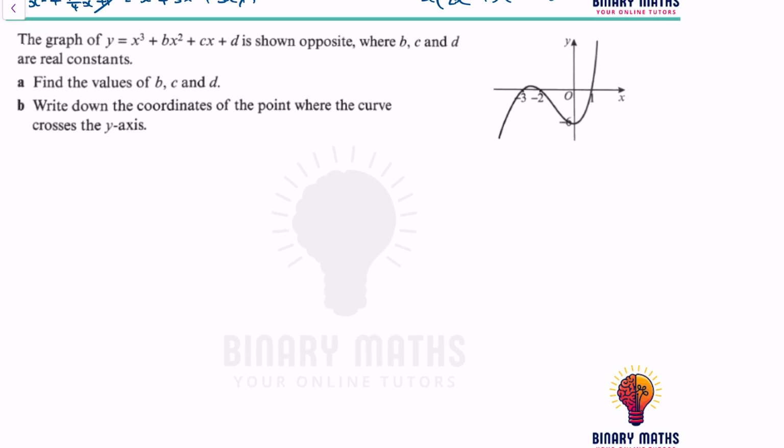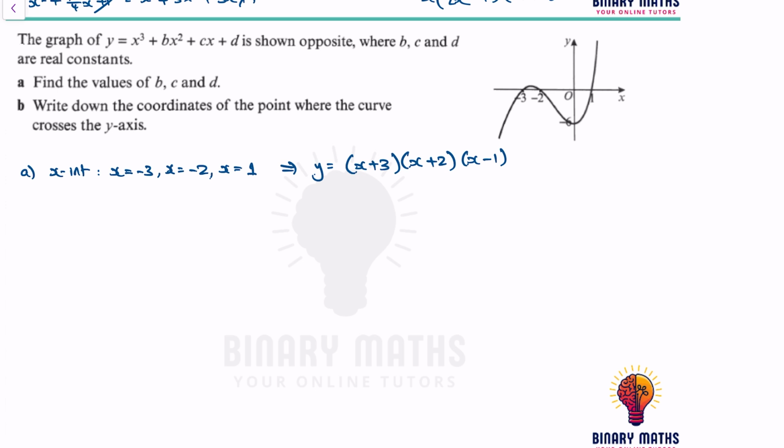The next problem. Okay, the graph of y is equal to x cubed plus bx squared plus cx plus d is shown opposite, where b, c, d are real constants. Find the values of b, c, d. Now we know the x-intercepts are x equals -3, x equals -2, and x equals 1, which implies that y must be equal to x plus 3 times x plus 2 times x minus 1, because the roots are obviously x equals 1, then x minus 1 must be a factor.